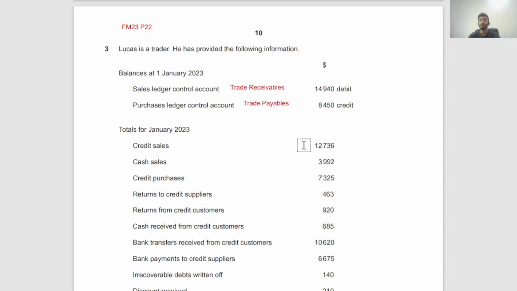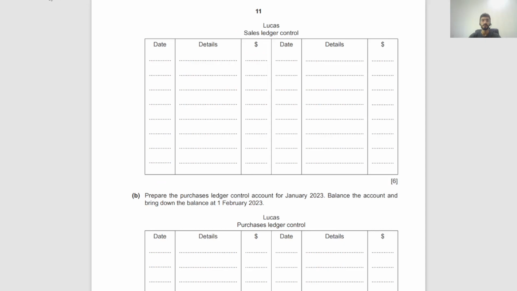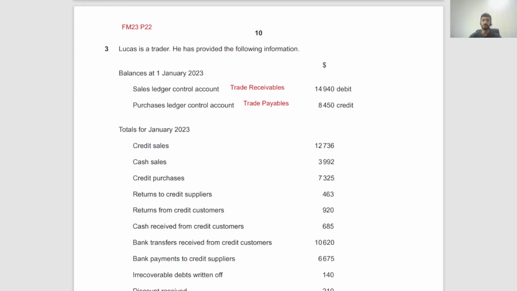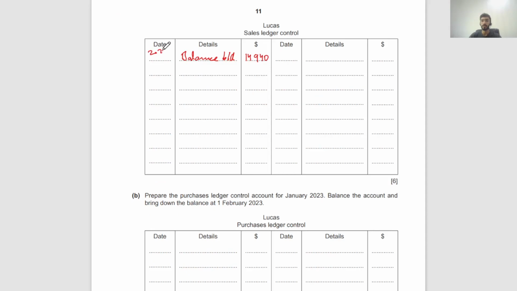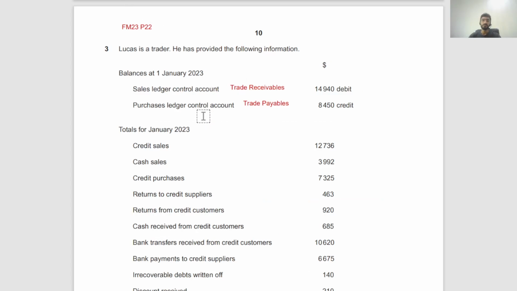So we have a debit balance on the SLCA, Sales Ledger Control Account, of 14,940. Obviously on the debit side, because it's an asset, it's a receivable. So 14,940 on the debit side, and that's your balance brought down on which date? That's 2023 January 1st. For now, let's just keep our focus on the SLCA.